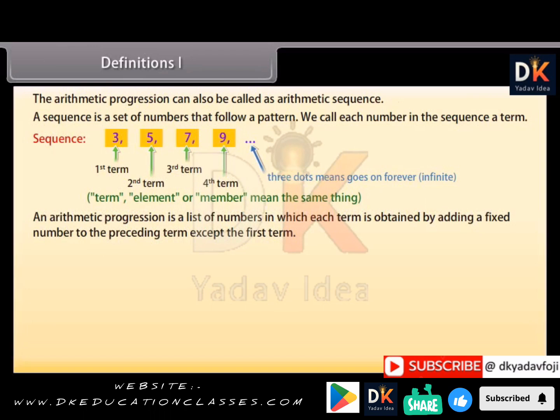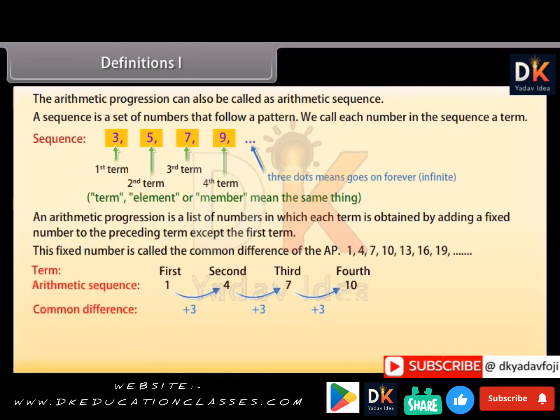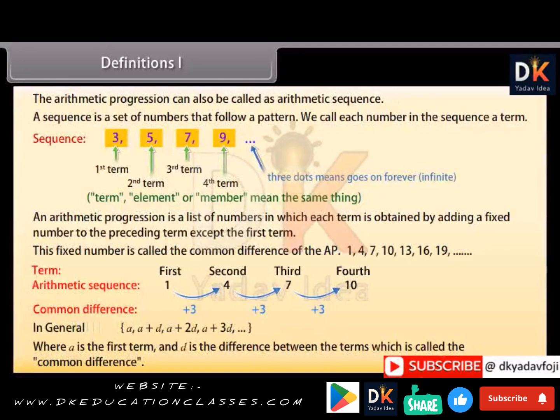An arithmetic progression is a list of numbers in which each term is obtained by adding a fixed number to the preceding term, except the first term. This fixed number is called the common difference of the AP. Look at this sequence. We can see here that the common difference is 3. In general, we can write an arithmetic sequence like this: A, A plus D, A plus 2D, A plus 3D, and so on, where A is the first term and D is the difference between the terms, which is called the common difference.